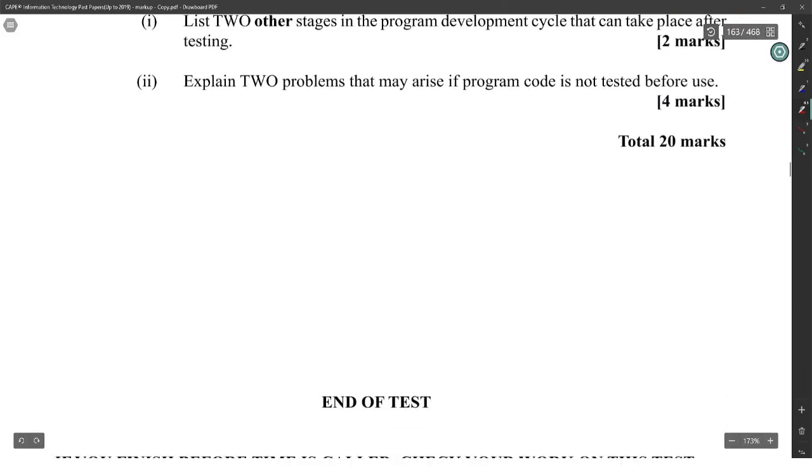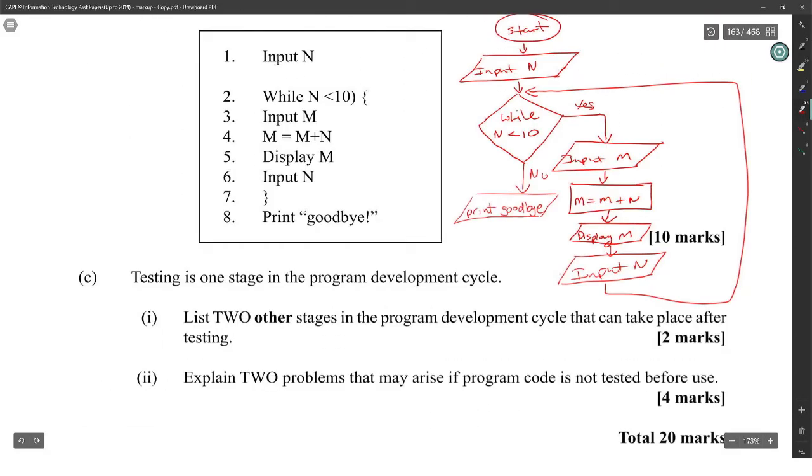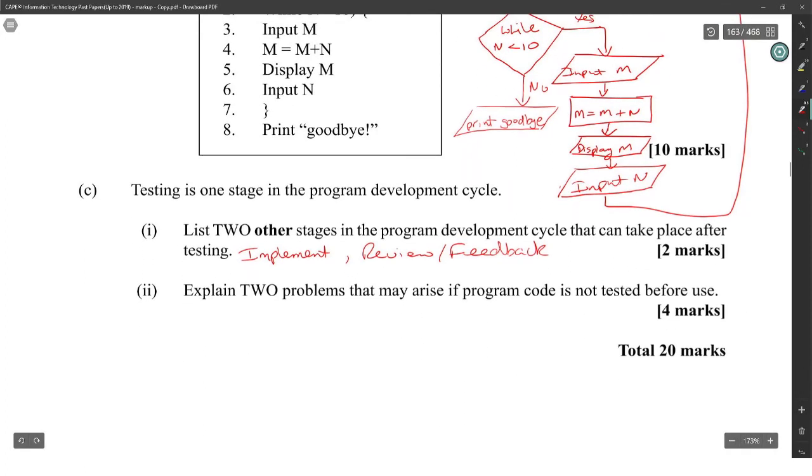Testing is one stage in your program development life cycle. There are two other stages in your program development life cycle that can take place after testing. After testing, you can implement and review, or get feedback. Yeah, implement it, or you can review or get feedback. Sounds correct.